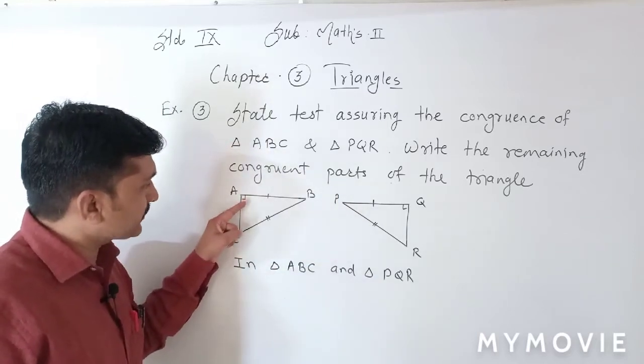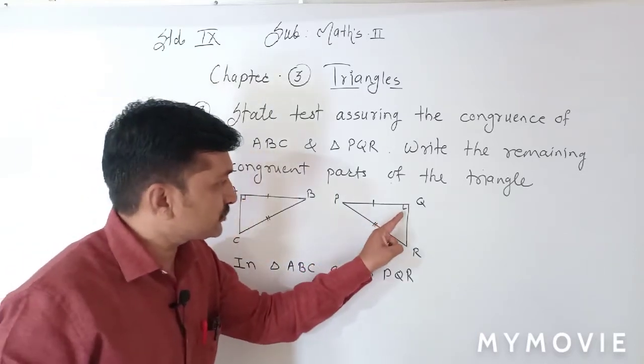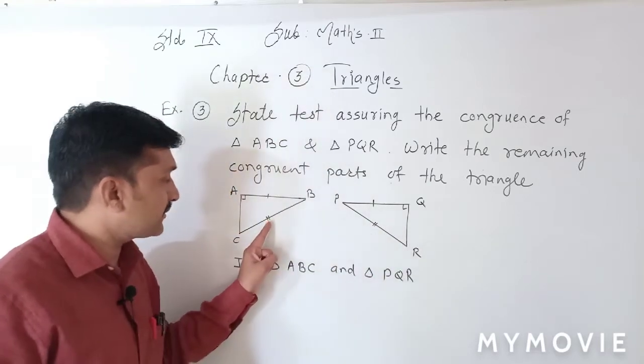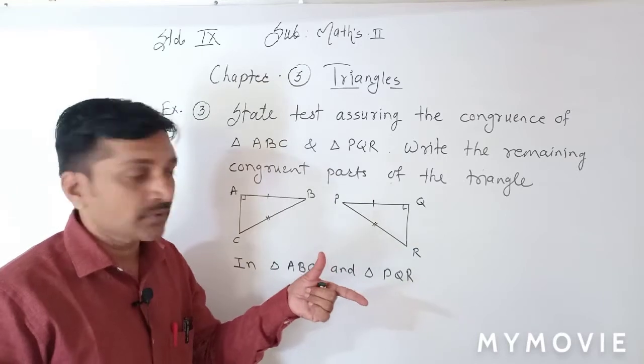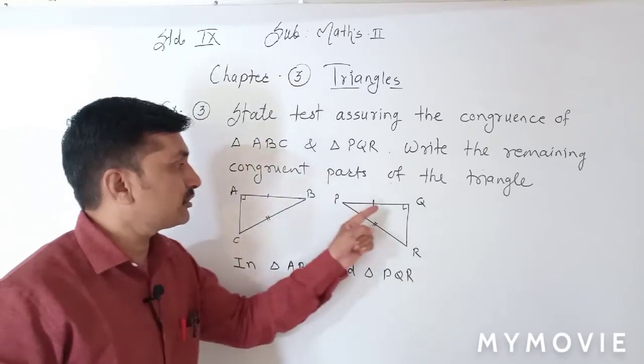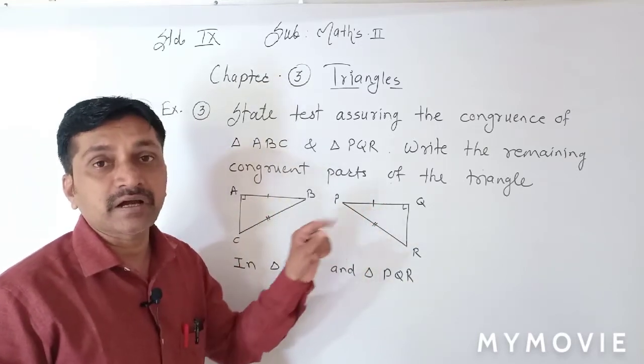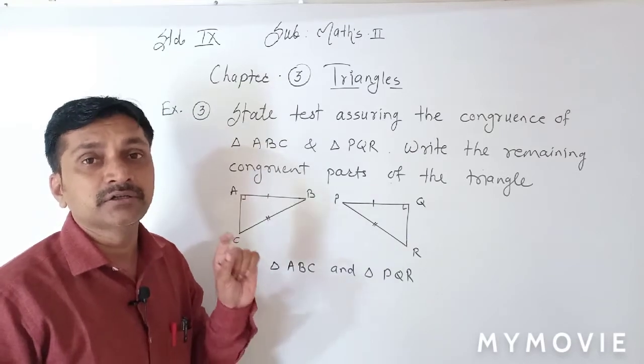Now here the hypotenuse of ABC is BC and the hypotenuse of PQR is PR, and by the identical mark BC is congruent with PR, means the hypotenuses are congruent, and one of the sides AB is congruent with PQ. That's why by hypotenuse side test the triangles are congruent.